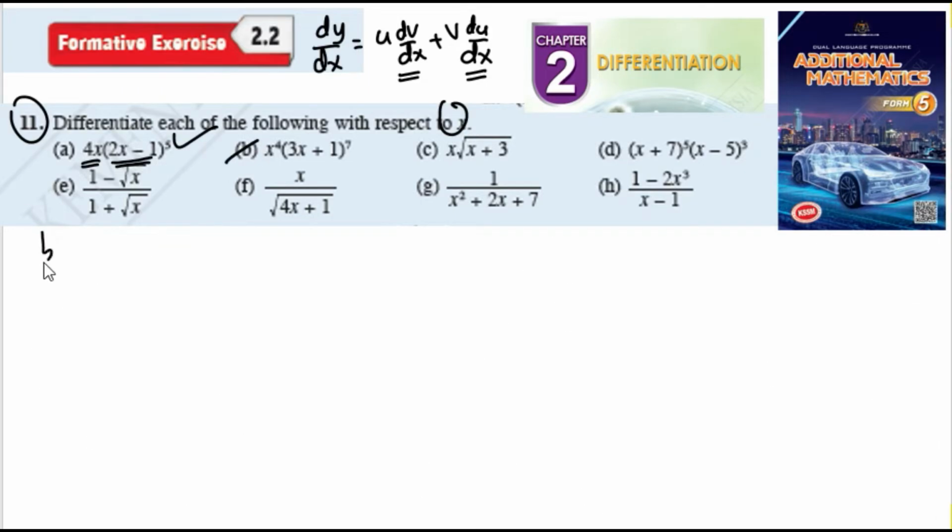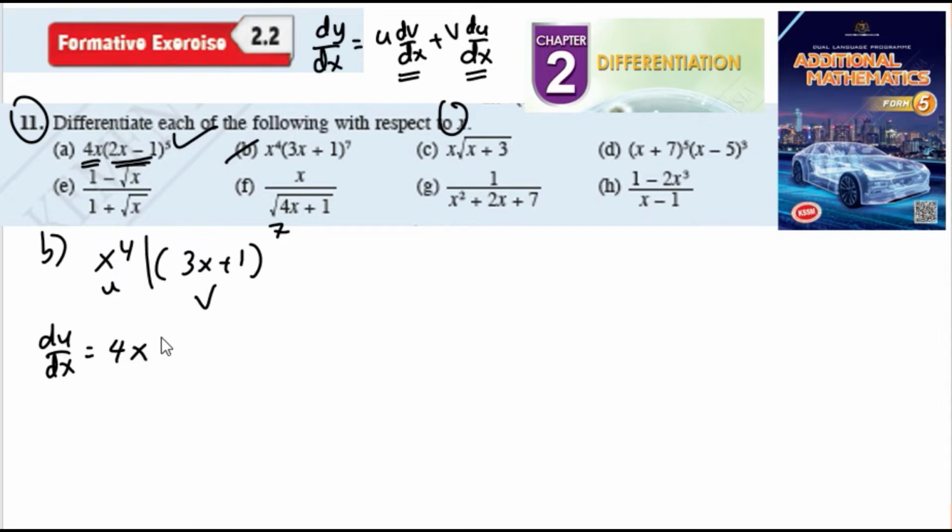So (b), we have x to the power of 4 times (3x plus 1), this one is the power of 7. We know this one is u and this one is v. So du over dx is equal to, we bring the power forward, you get 4, and then we minus the power with 1, 4 minus 1, you get 3. For dv over dx, you have power of 7. You bring forward, you get 7, (3x plus 1), 7 minus 1, you get 6.